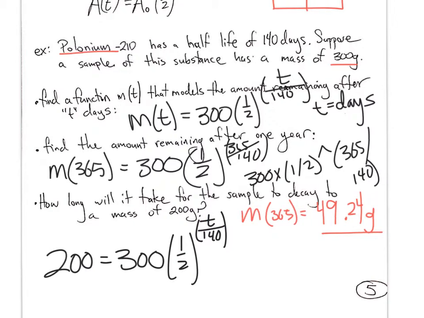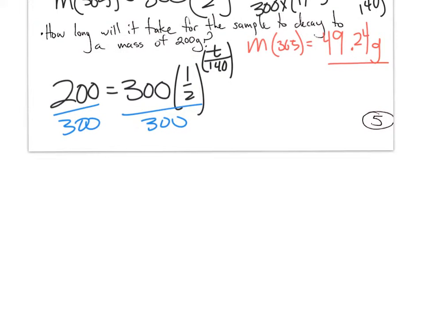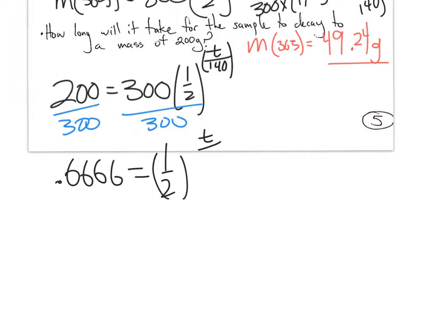We want to isolate the base to the exponent before we take the log of both sides. So we're going to get rid of that 300 by dividing both sides by 300. Yes, you guessed it. So 0.66 equals 1/2 to the t over 140.